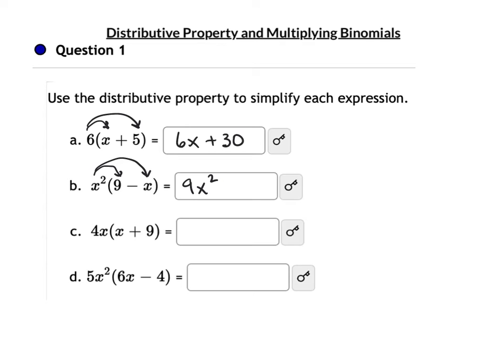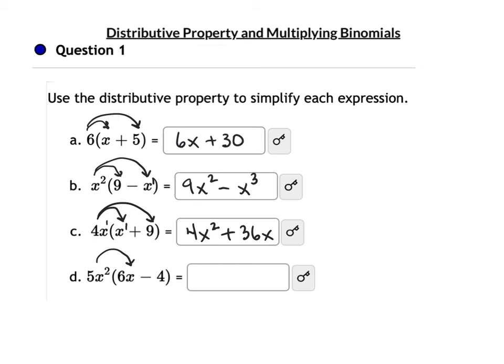And x squared times negative x. Remember, this is x to the first, and that you're multiplying. And when you multiply, you add your powers. X squared times x to the first is x cubed, so that's minus x cubed. 4x times x, that's x to the first and x to the first, which makes 4x to the second. 4x times positive 9 makes positive 36x.